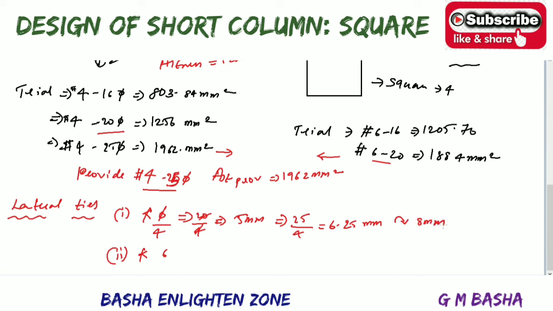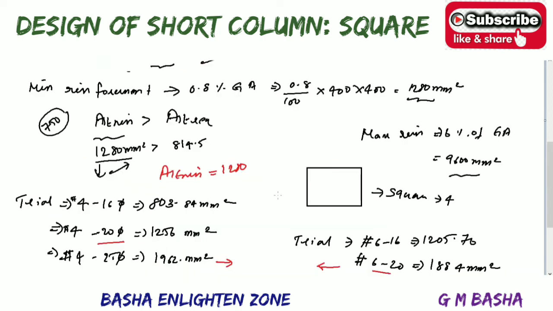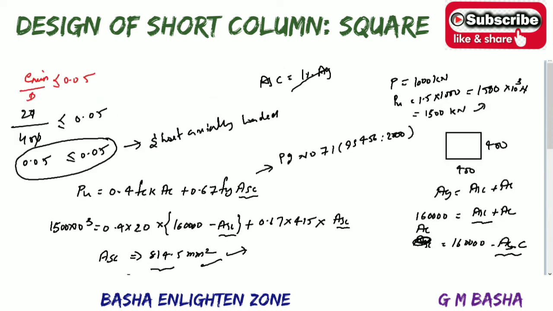which is 8 mm, and the other condition is not less than 6 mm. So out of these two conditions, one is 6 mm and another is 6.25. Therefore the least value is 6.25, so I am providing the next best value, which is 8 mm. So the minimum lateral tie will be 8 mm in our particular column, and our next one is pitch.